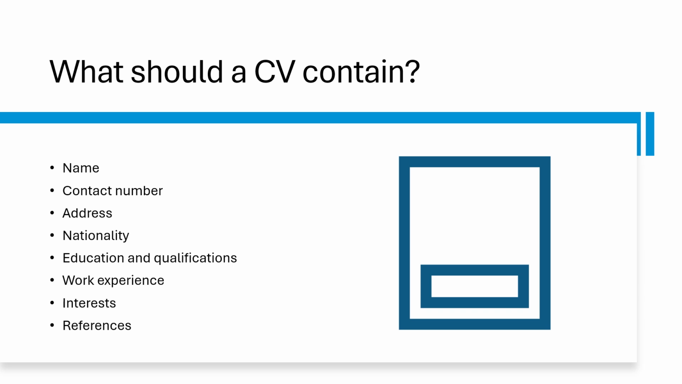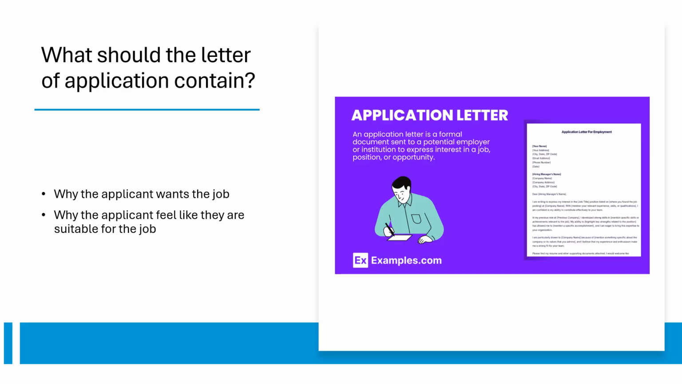Now, what should a CV contain? It should contain the name, contact number, address, nationality, education and qualifications, work experience, interests, and any references of the candidate. Now, what should the letter of application contain? It should contain why the applicant wants a job and why the applicant feels they're suitable for the job that they are applying for.